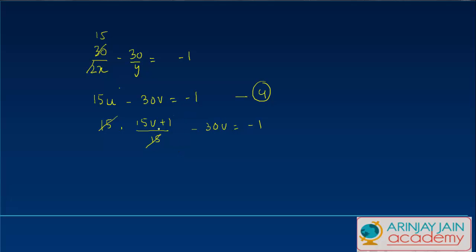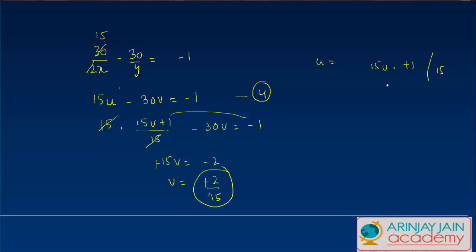So what do I have? I have minus 15v is equal to, this goes on the other side, minus 2, so v is equal to 2 by 15. This was actually minus and minus, so it becomes plus. On the other hand, we had u is equal to 15v plus 1 divided by 15. How much is v? 15 times 2 by 15 plus 1 divided by 15. This knocks off this. I get 3 upon 15, or simply 1 by 5. So u is equal to 1 by 5 and v is equal to 2 by 15.